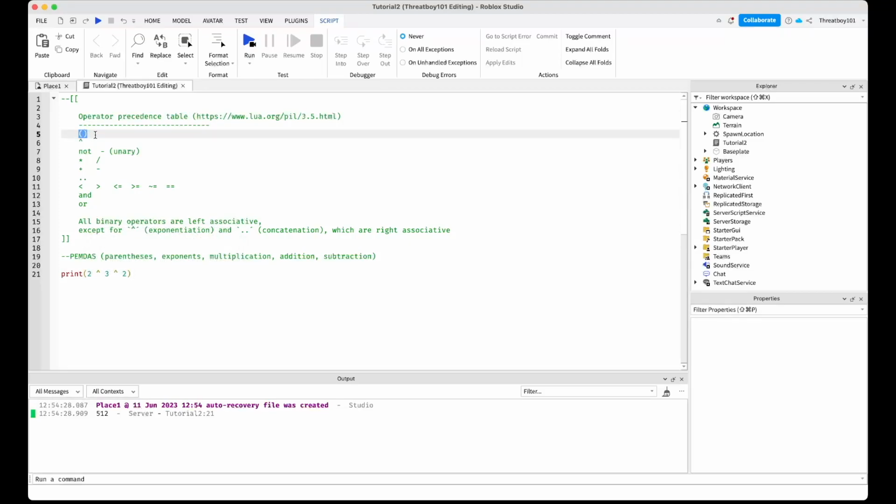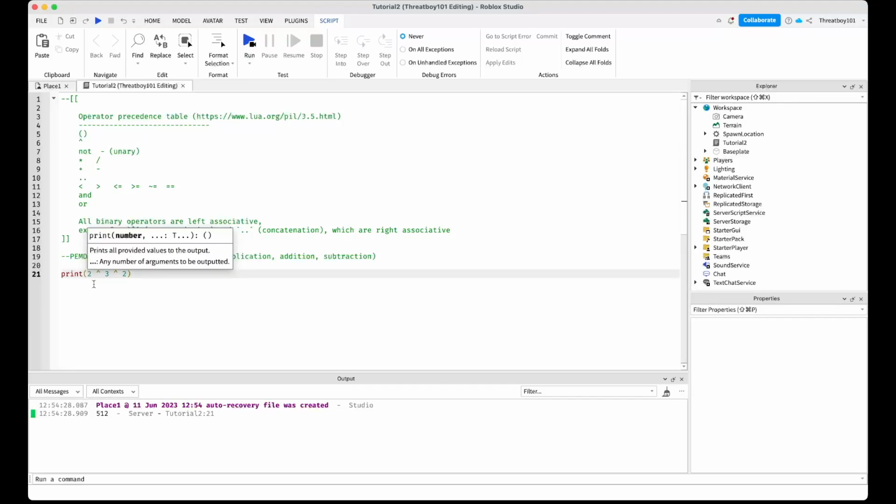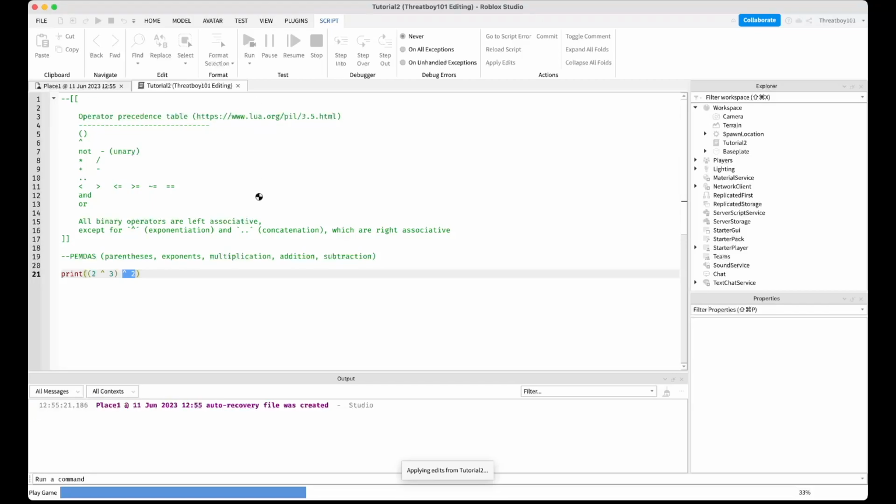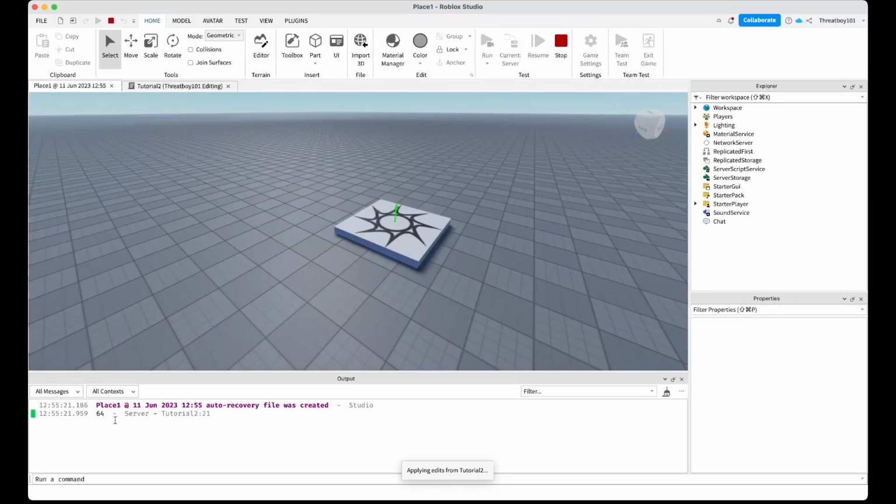Now, as you can see here, the parentheses operator has precedence over any other. So if we use parentheses around an operator, that operation will happen first prior to any others. So if I put parentheses around 2 cubed, now we will get 64, because whatever is inside the parentheses will evaluate first prior to any other operations. And we get 64.